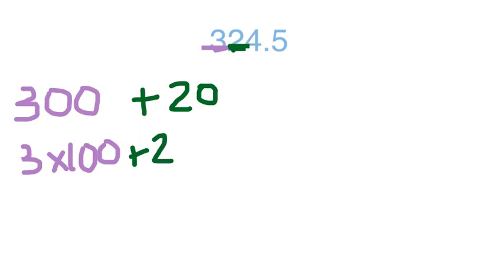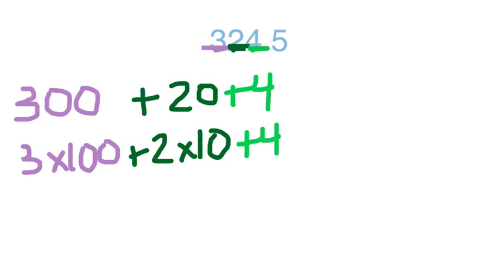When you're doing expanded form with decimals, you're following the same exact rules as we did with whole numbers. I'm still going to start with my first place value, and that's the 3, which is in the hundreds place. So I'm going to do 300, or 3 times 100. That 2 is in the tens place, so it's really a 20, which is the same as 2 times 10. The 4 is in the ones place, so I just write plus 4.